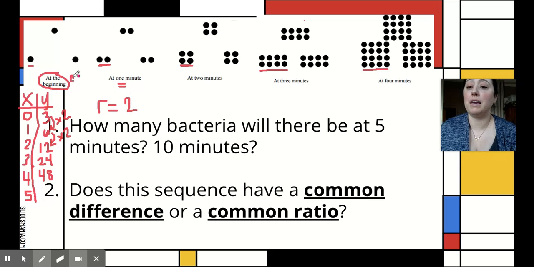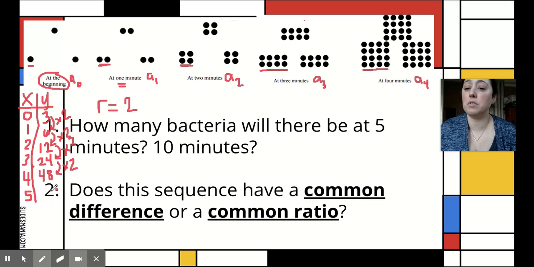So this would be A sub 0 because it's 0 minutes. A sub 1, just so that we're practicing our notation. This is the 2nd minute. This is the 3rd minute. Okay, and this is the 4th minute. Okay, so yeah, so I have times 2, times 2, times 2.